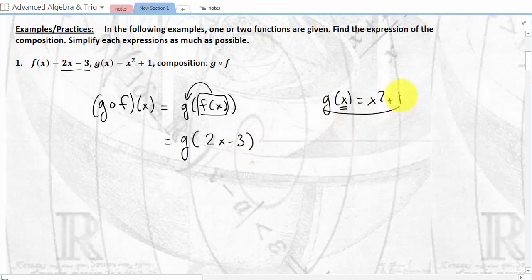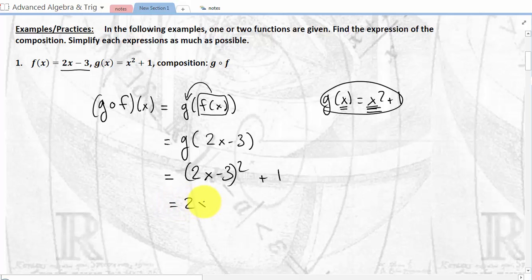So I'm going to rewrite g of x, and anytime I have an x, I replace it by 2x minus 3. So g of 2x minus 3 is (2x minus 3) squared, right? This is the x squared, and then plus 1. I only have one x here. That's it. That's done. So let's simplify this.